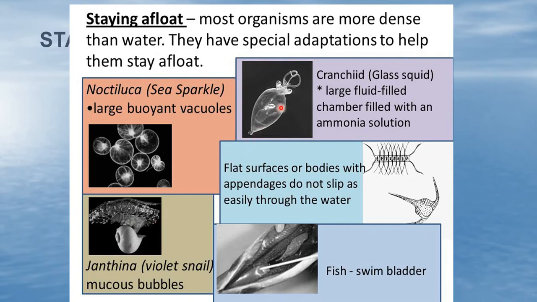The glass squid has a little chamber filled with ammonia, and you can manipulate how much ammonia is being released, and they can cause the pressure to change inside their body, giving them more buoyancy. We'll see that in our lab in just a few minutes. Right here, we see those projections, like our clay pieces that I talked about earlier, that will help them stay afloat. And then down here, our fish, of course, have a swim bladder that gives them buoyancy.